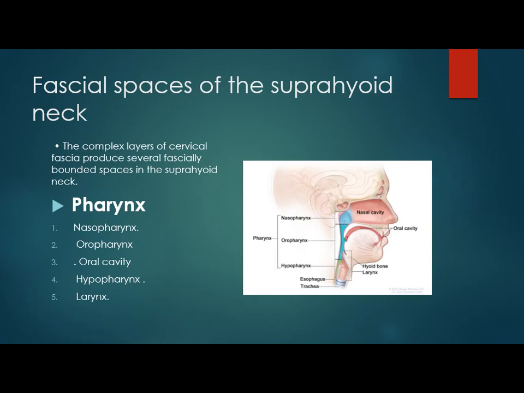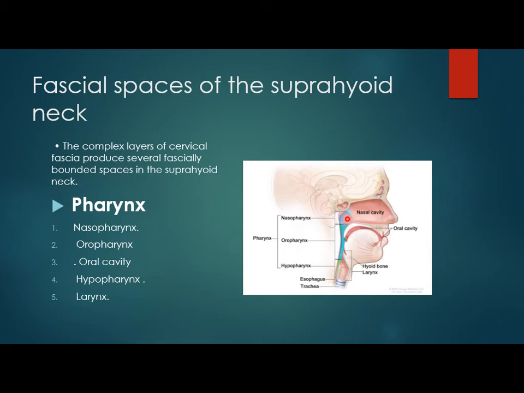Another topic is the fascial spaces of the suprahyoid neck. We have many spaces, including infrahyoid, but here we discuss only the suprahyoid neck. The complex layers of the cervical fascia produce several fascially bounded spaces in the suprahyoid neck. The pharynx is the most important structure here in the head and neck. It is surrounded by many spaces. We have the nasopharynx, oropharynx, oral cavity, and hypopharynx with larynx.